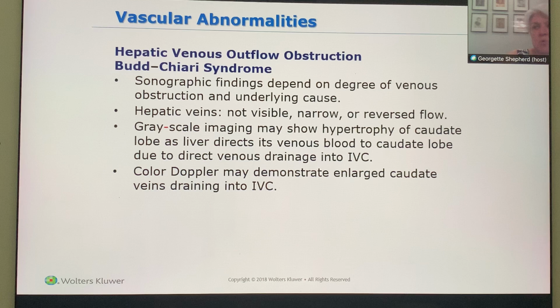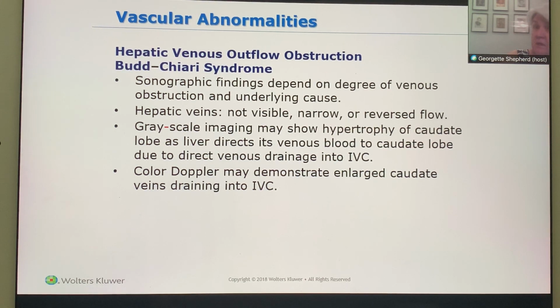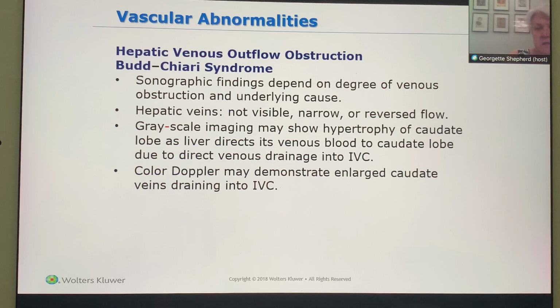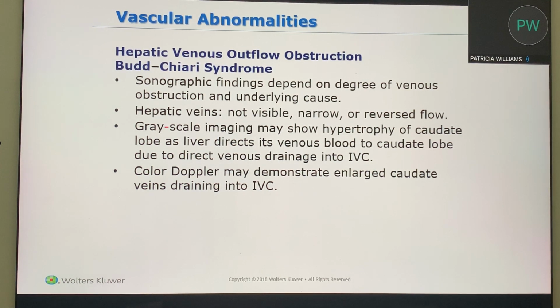This is why it's important that we don't overcompensate our color, because you don't want to bleed outside of the vessels. If you can't find the hepatic veins with regular grayscale and color, use your power color. Don't move your hand and switch it over to regular color. That way you can get your waveforms on the hepatic veins.